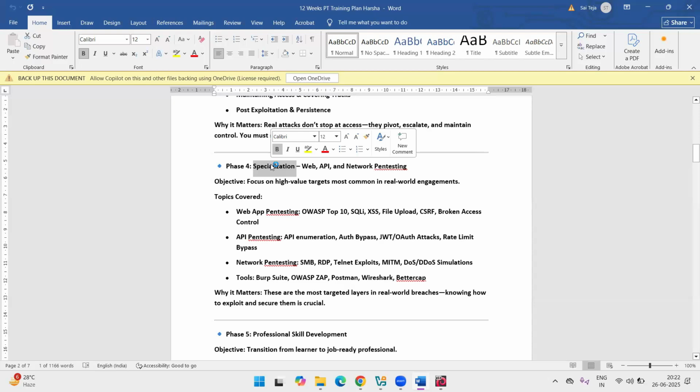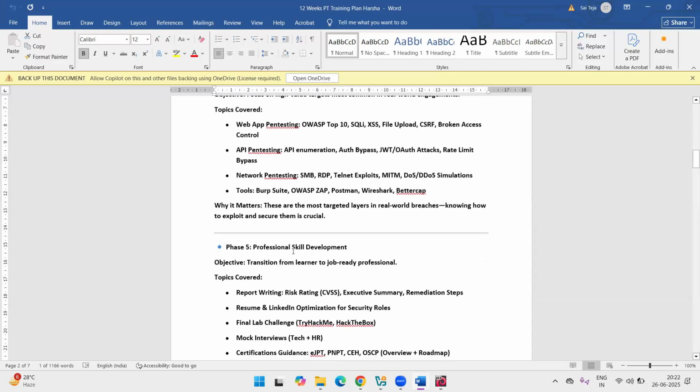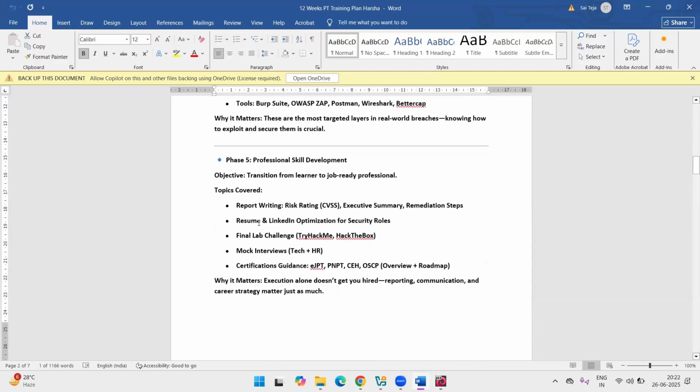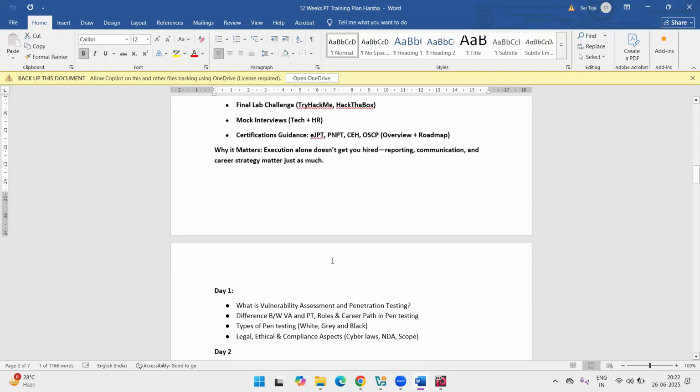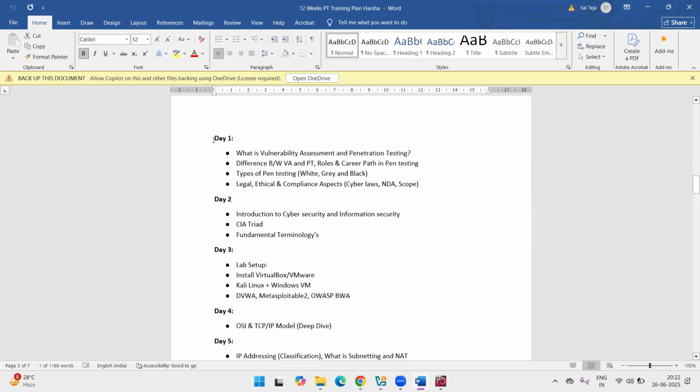So once all of these things are done, then you have the report writing part. If someone really wants to go for the certifications, I can guide you for the certification. Then you have a lot of online labs which you can try, and mock interviews are also something we are planning to take for all the participants who would like to give a mock interview once the preparation is done. So here is a day wise plan.